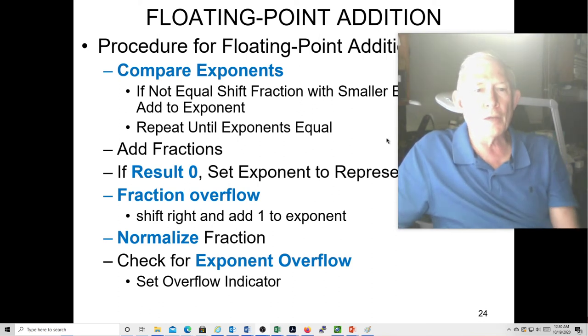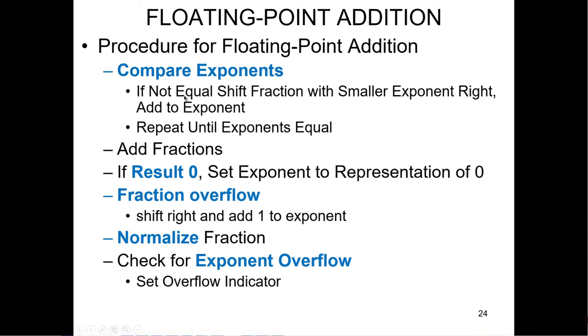Okay, it's a little confusing about right shift and left shift, but when you're shifting right, you're moving the digits and leaving the point in the same place. So the digits are moving to the right of the point. The point is effectively moving left. The nomenclature is a little confusing. But you move the digits right. That's how you shift it, and it effectively moves the decimal point left. So you add to the exponent. You keep shifting until your exponents are equal, and then you add the fraction.